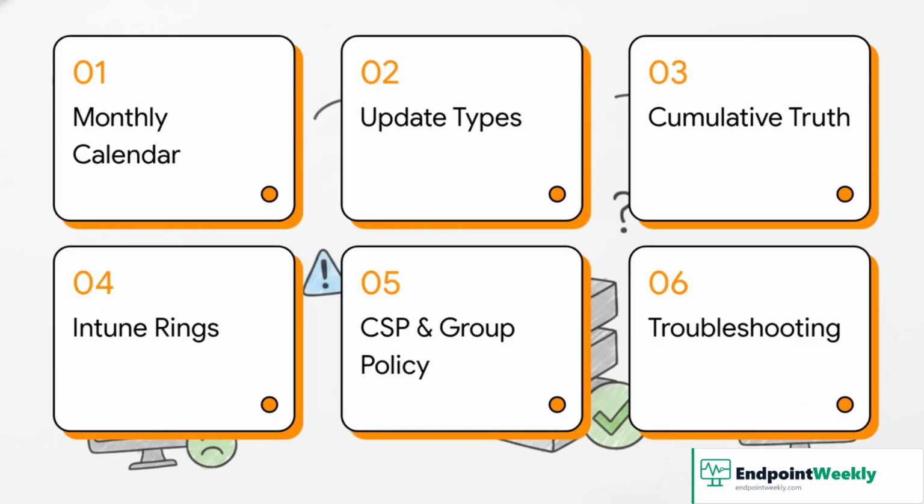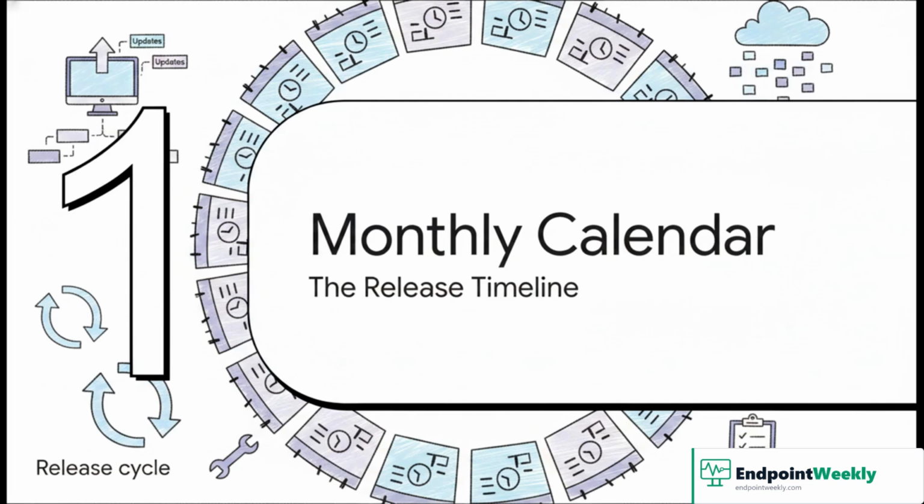So to fix that, here's our agenda for today. 1. The monthly calendar. 2. Demystifying update types. 3. The truth about cumulative. 4. Intune update rings. 5. CSP and group policy. And 6. Troubleshooting updates. Okay, let's jump right into Section 1, the monthly calendar.